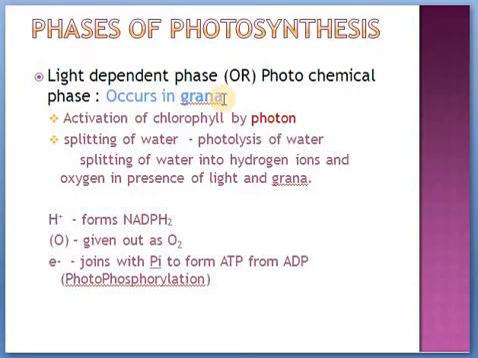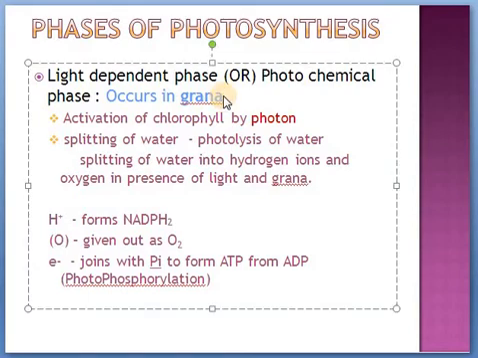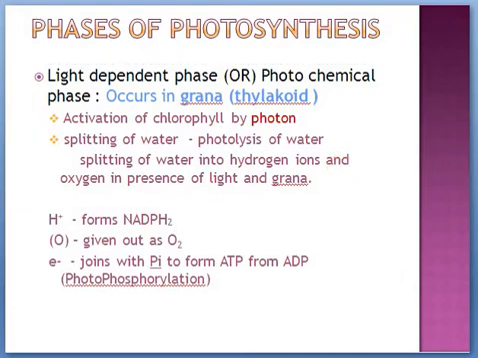This is a very important part. Generally they used to ask this question: where does light reaction occur? So this occurs in the grana or in the thylakoid. Light reaction occurs in the grana, in the thylakoid, or on the thylakoid membrane.